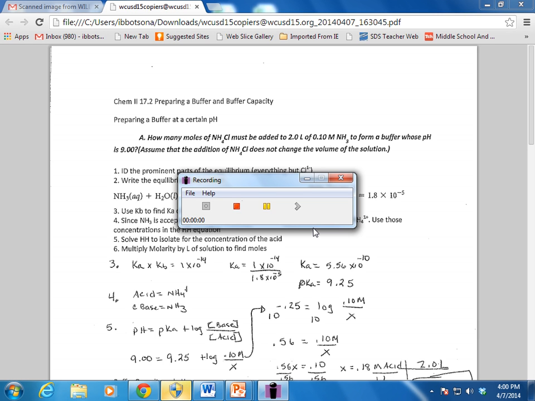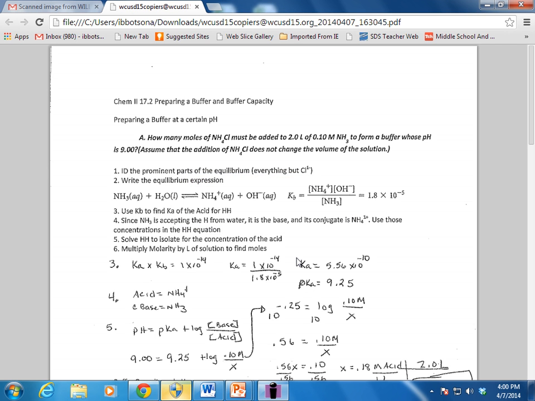This video lecture is talking about the end of buffers and buffer capacity. I wanted to talk a little bit more about buffers and using the Henderson-Hasselbalch equation to calculate buffers and how to make a buffer, and then also how you figure out changes in pH when you add a strong acid or strong base to a buffer.